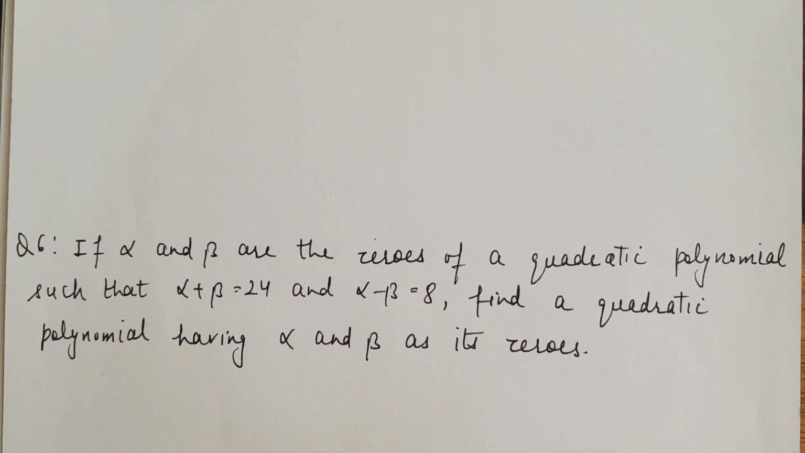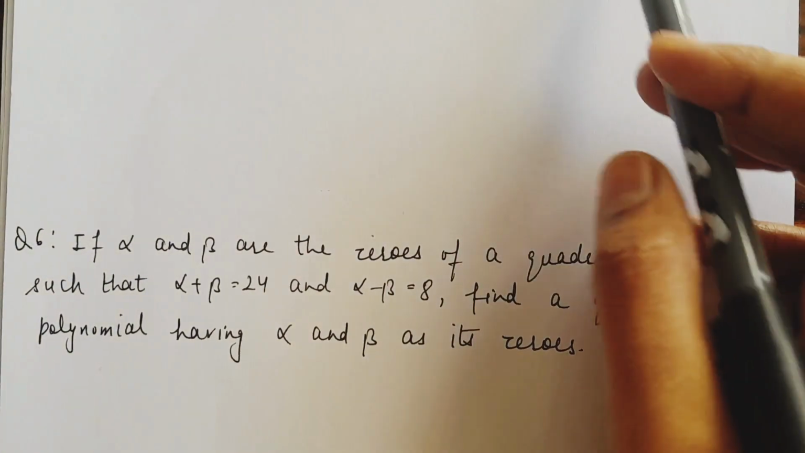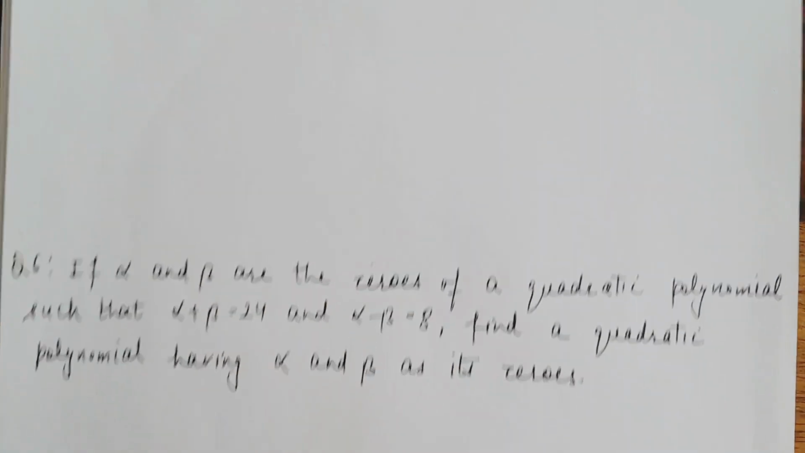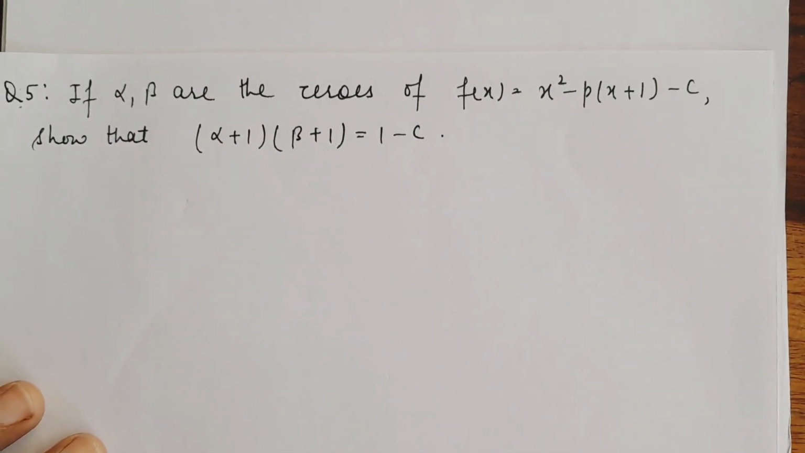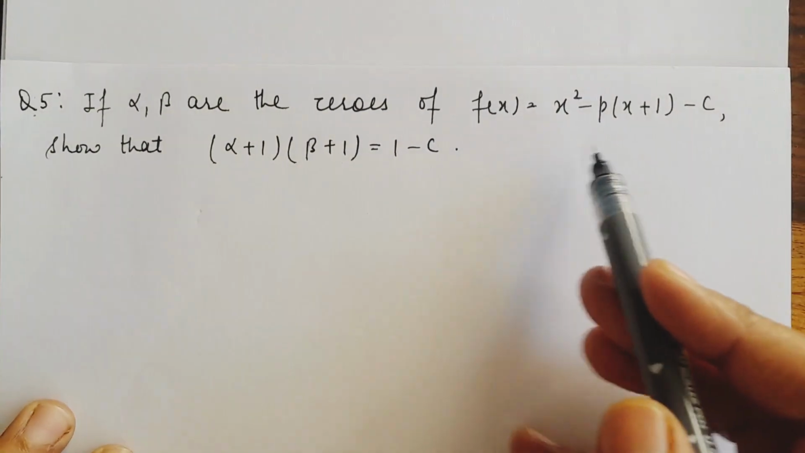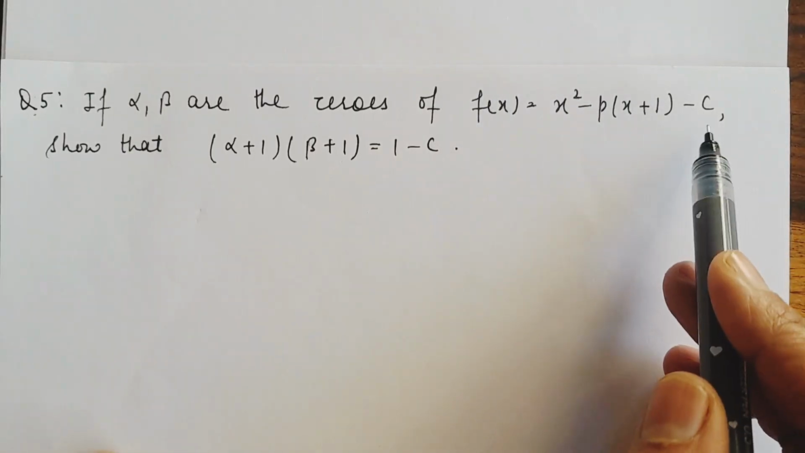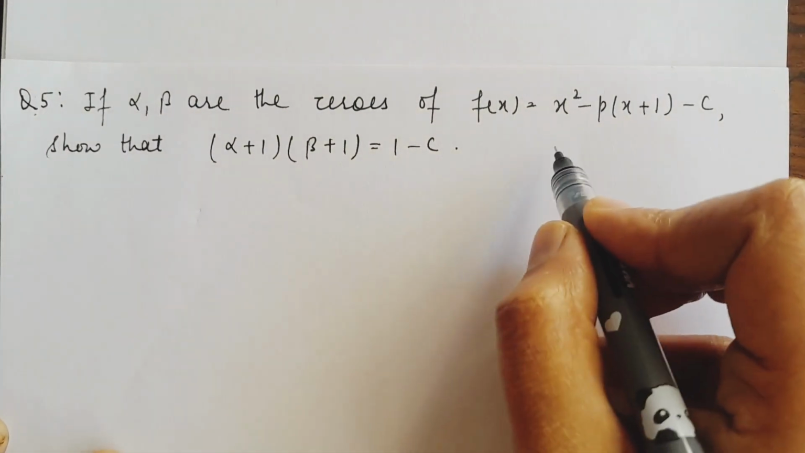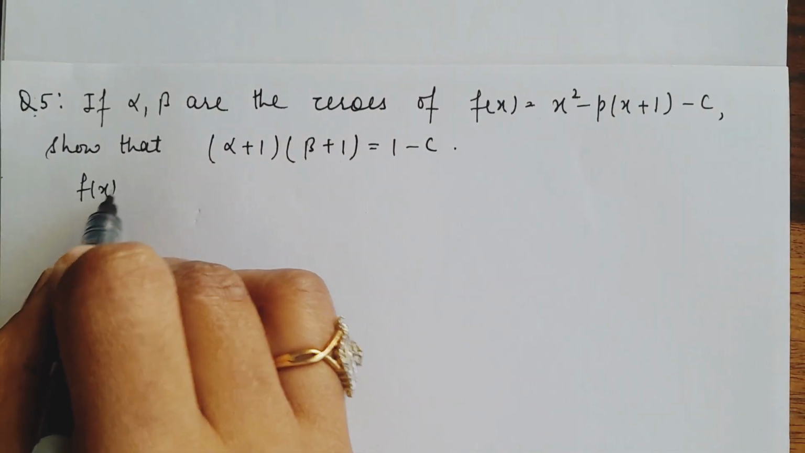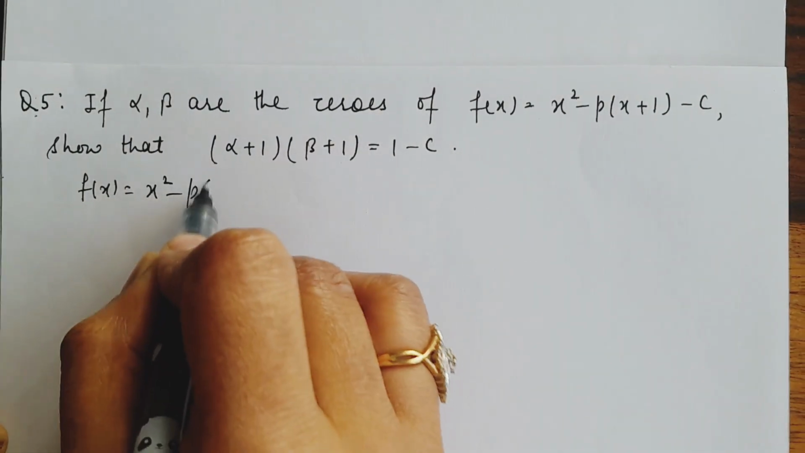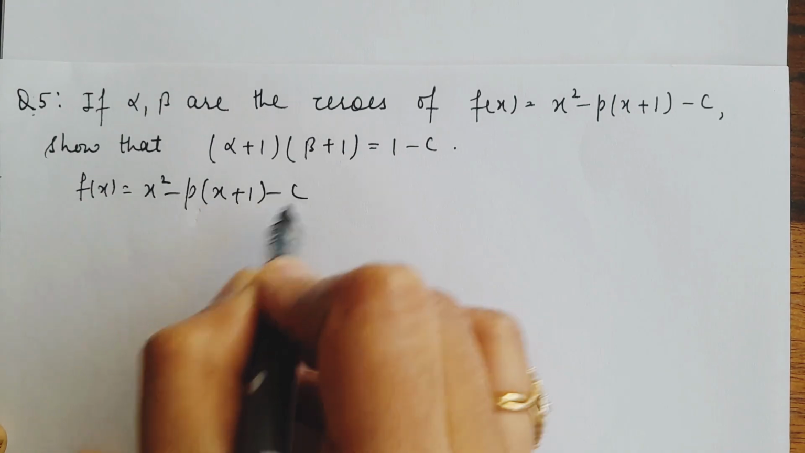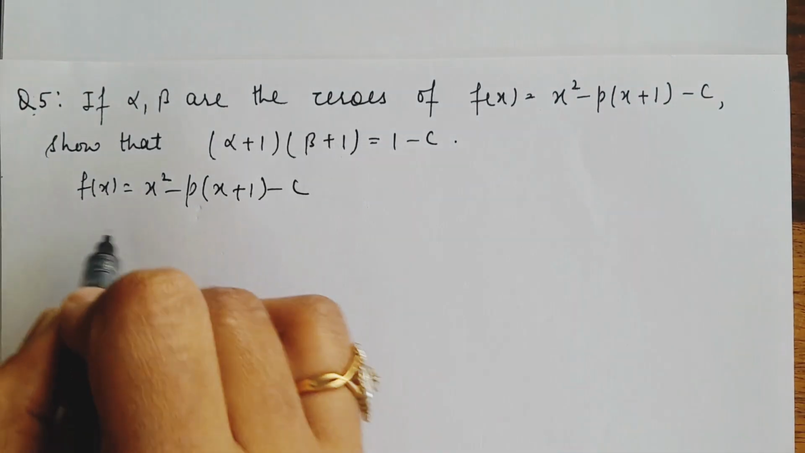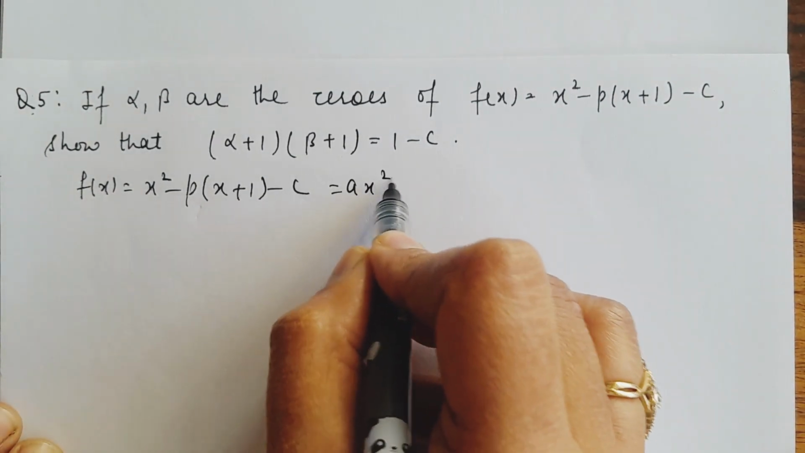नाउ क्वेश्चन नंबर 5 वी विल डू। इफ अल्फा बीटा आर द जीरोज ऑफ एफ ऑफ एक्स इज इक्वल टू दिस। आपके पास ये एक पॉलिनोमियल है। इफ अल्फा बीटा आर द जीरोज ऑफ एफ ऑफ एक्स, दिस पॉलिनोमियल, वी हैव टू प्रूव दिस। अब अल्फा बीटा बिकॉज इसके जीरोज हैं, फर्स्ट वी विल कंपेयर एफ ऑफ एक्स बाय द जनरल पॉलिनोमियल एंड फाइंड द सम ऑफ रूट्स एंड प्रोडक्ट ऑफ रूट्स.